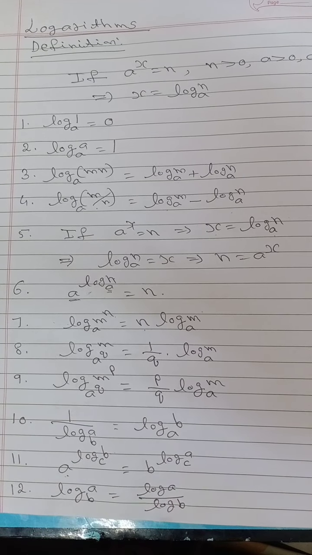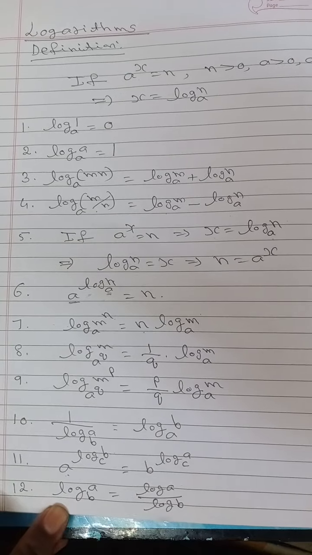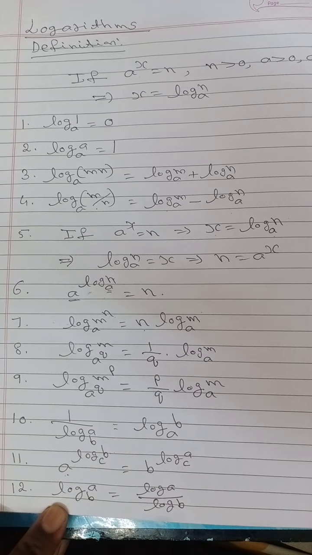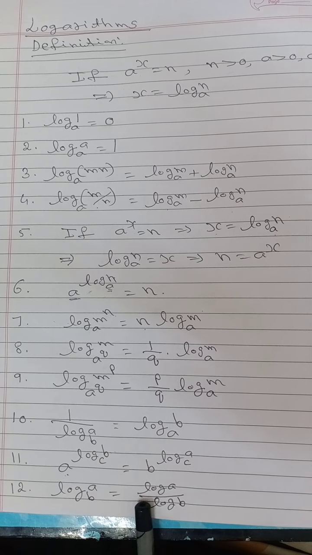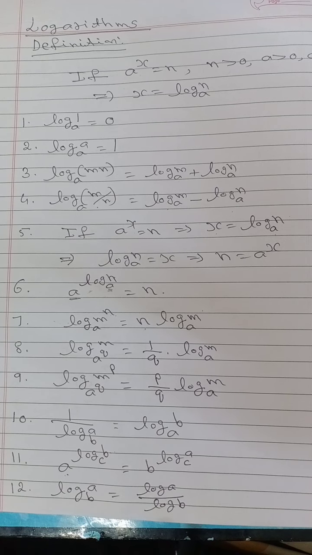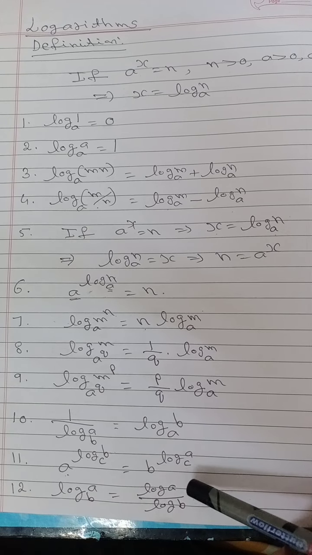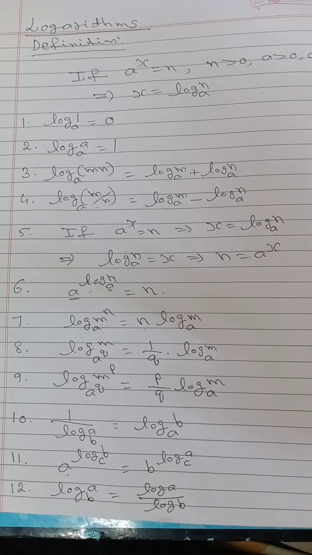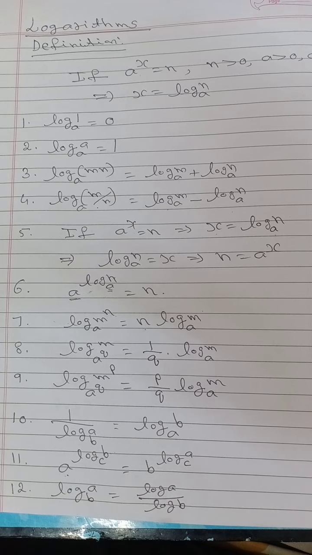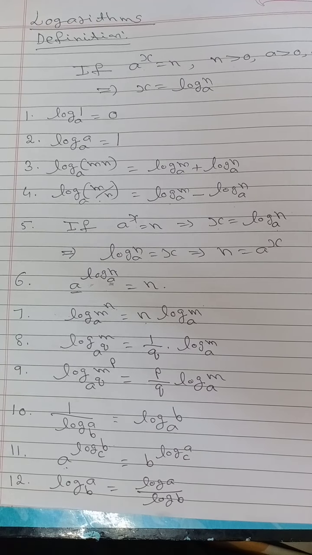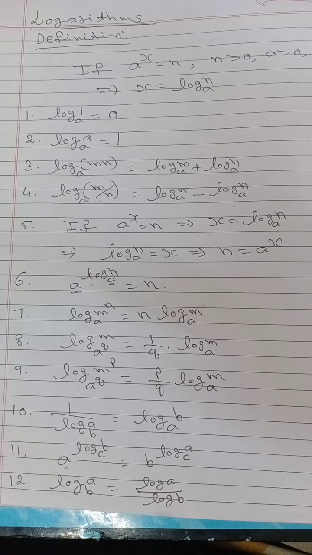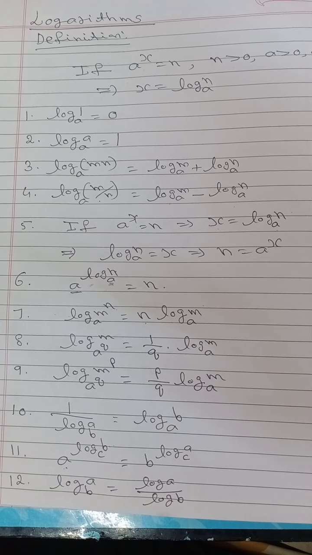Similarly, the last property, which is called the change of base law: log a to the base b, you can also write as log a upon log b for any base. Here the base is b, and you can split it as log a upon log b. So these are the properties of the logarithm. We should go through all these properties thoroughly. Then the applications of logarithms are very, very important, so we will see how to apply these properties to various types of problems.